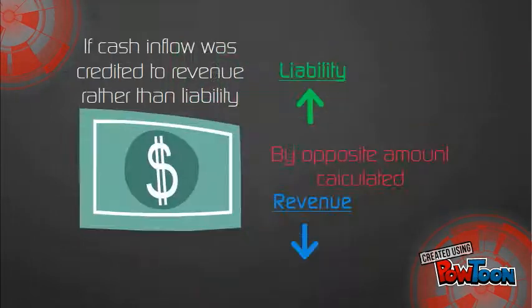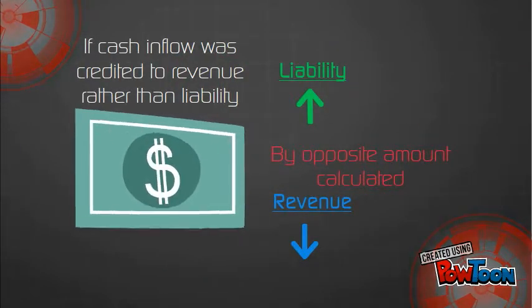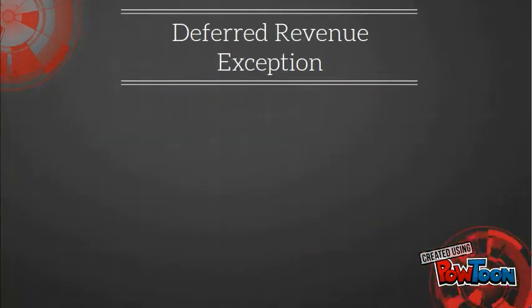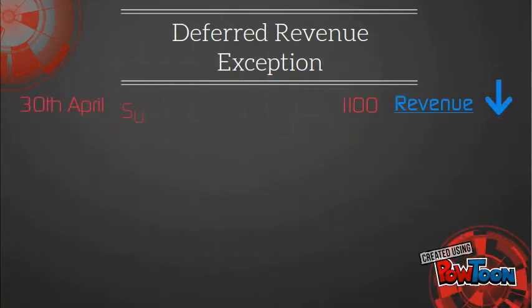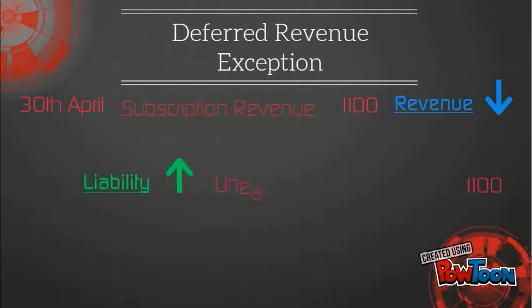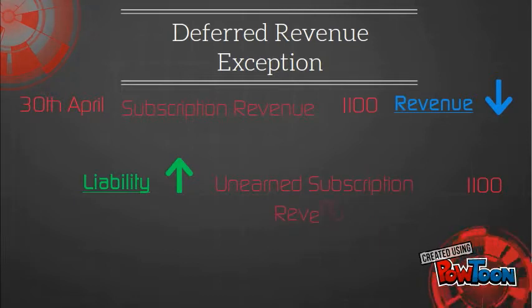If the cash inflow was credited to revenue rather than liability, unearned revenue, then you will have to increase liability and decrease revenue by the opposite amount calculated in the previous example. In this scenario, the initial transaction will debit cash and credit subscription revenue. Then the following adjusting entry would occur. We decrease revenue by debiting subscription revenue $1,100 and then increase our liabilities through crediting unearned subscription revenue $1,100.